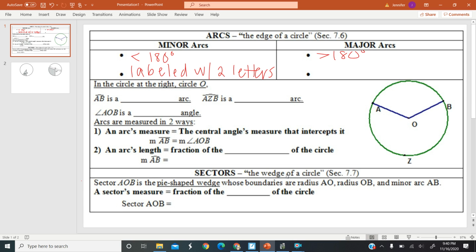And then to indicate that you're going the long way around the circle for a major arc, it's going to be labeled with three letters. So if you look at this example that we have down here, the first thing it says is arc AB. Since arc AB is labeled with two letters, it's just going to be a minor arc, and that's the distance from point A to point B on the circle.